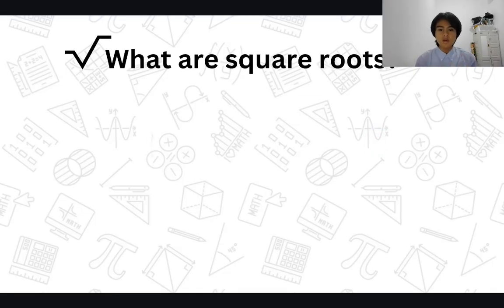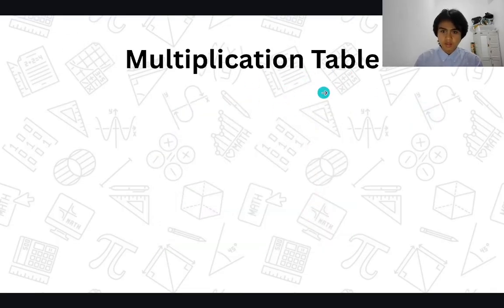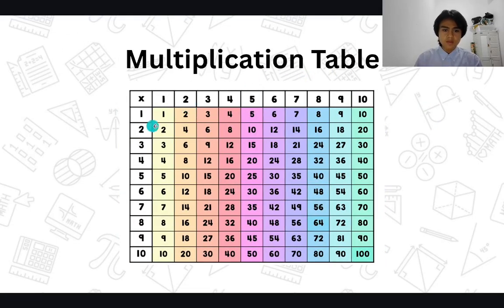Imagine you have a square field and you know its area is 16. But how do you know its length? Well, we know that the formula for a square is length times length. So if the area is 16, then 4 times 4 is 16. This is why in the multiplication table, we see that 2 times 2 is 4, 5 times 5 is 25, and 9 times 9 is 81.